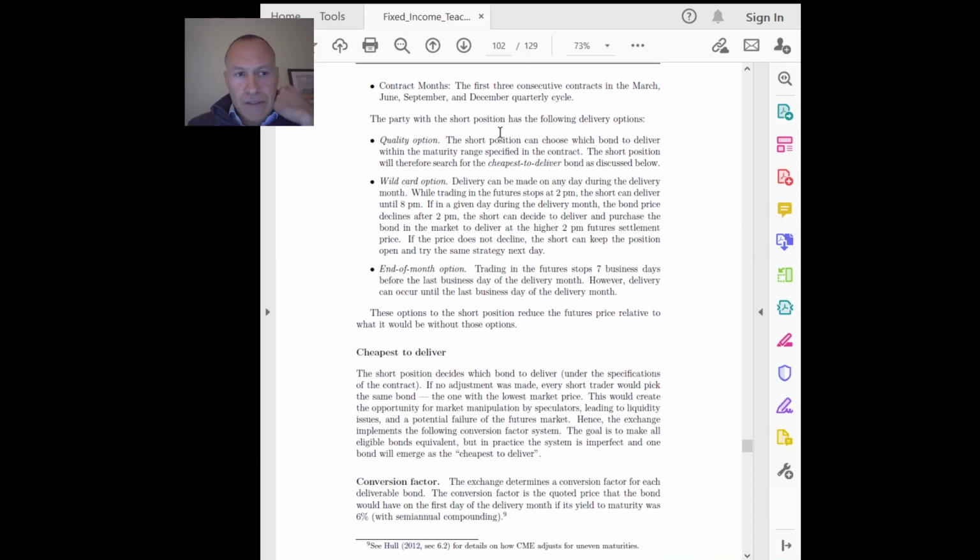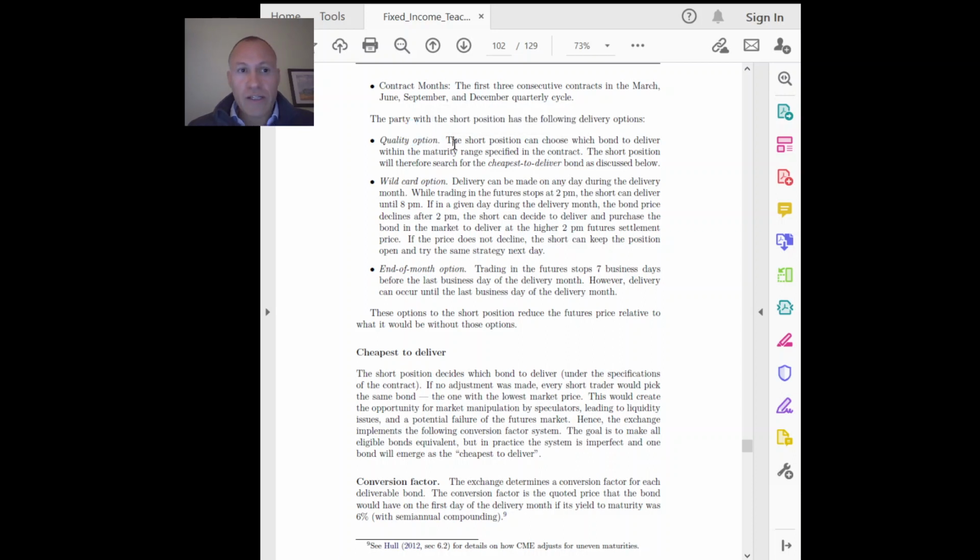There is a bunch of options that are embedded in this contract in the following sense. So when the contract reaches the delivery month, the contract has physical settlement, meaning that the short side really delivers one of these allowed bonds to the long side. Okay, but the way that this delivery is done is with some conditions that favor the short position, or that give some options to the short position. So there are several options like you see here. We will focus on the first one.